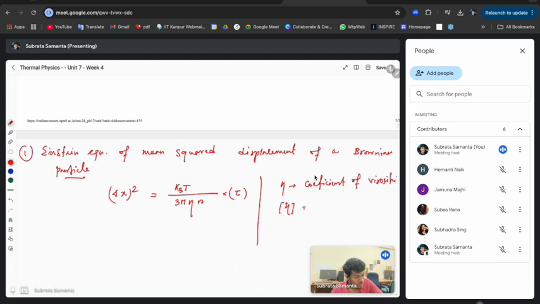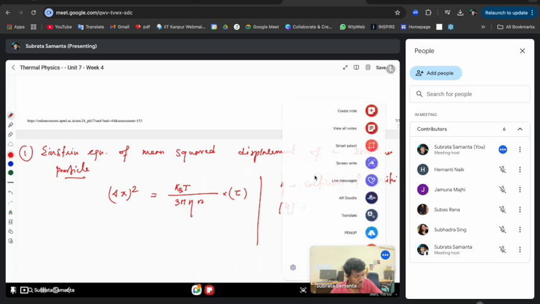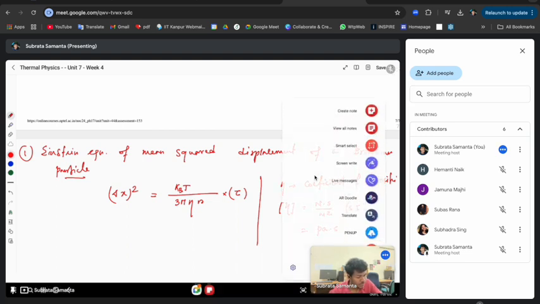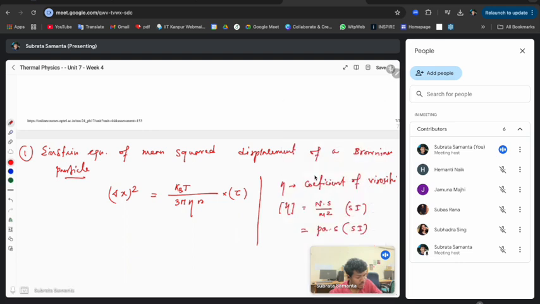So in SI unit, what is the unit of eta? It is Newton second over meter square in SI, so this is basically Pascal times second. Newton per meter square is a Pascal, so eta is Pascal times second in SI unit, and in CGS, eta is basically poise.